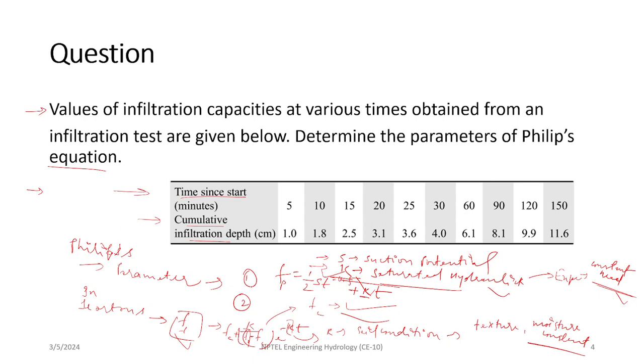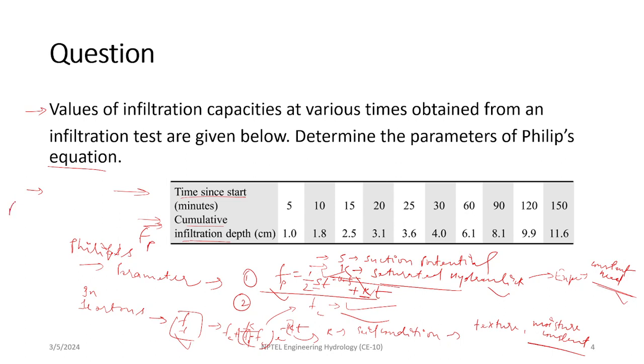Okay, Ashish, so you are right. This is the form of equation that Phillips derived based on his experimental setup. Now we want to compute S as well as K. So tell me, what are the input parameters we already have in the data itself? One is time, and we have FP. Here they have provided a capital FP, right? Don't get confused with this, because this is a cumulative infiltration depth.